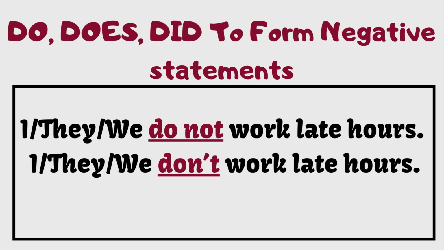Now you can use the auxiliary verbs do, does, and did to form sentences in the negative. All you've got to do is add the word not, N-O-T. Examples. They do not work late hours. In informal speech or writing, we would simply use the contracted version. So do not becomes don't. They don't work late hours.